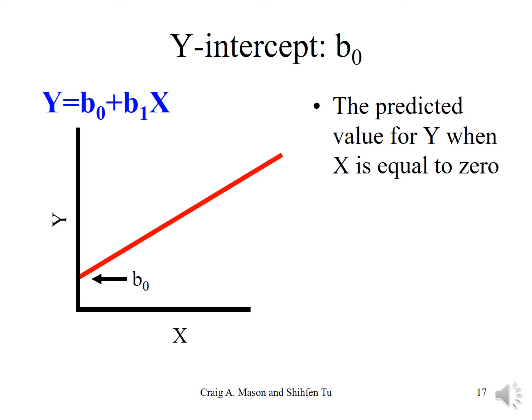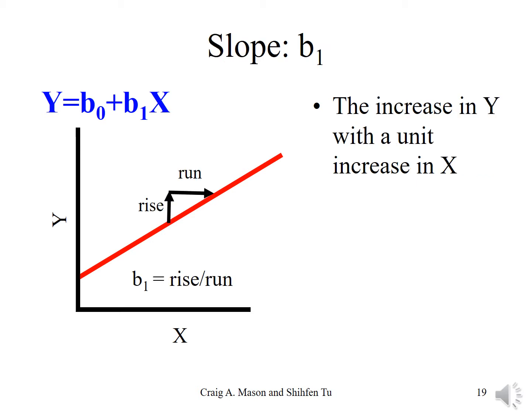b0 is what's called the y-intercept. It's the predicted score for y, the predicted score on the outcome, when x is equal to 0. This is fairly obvious if we just write the regression equation and then substitute 0 for x. That solves to y equals b0. Again, b0 is the predicted score on y when x equals 0.